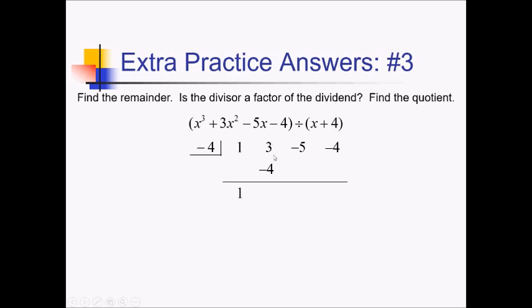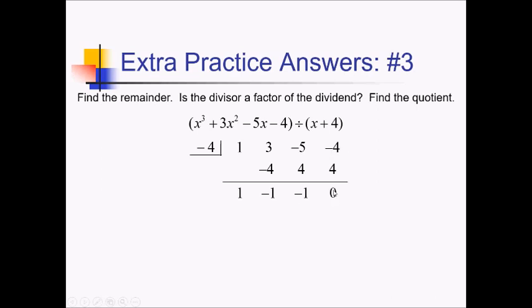The top two rows now get added together. So 3 plus negative 4 is negative 1. Negative 4 times negative 1 gives us a 4 up there. Negative 5 plus 4 is negative 1 again. Negative 4 times negative 1 again is 4. And then negative 4 plus 4 gives us 0.